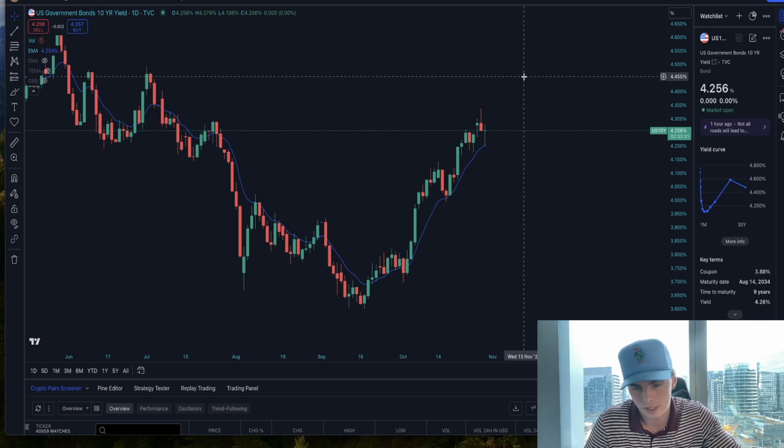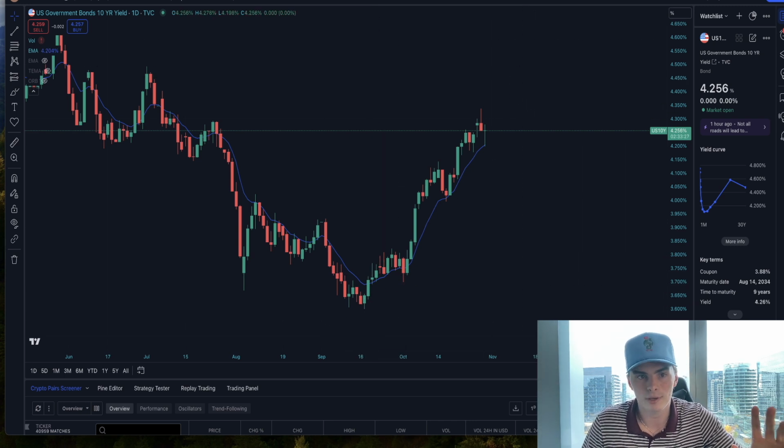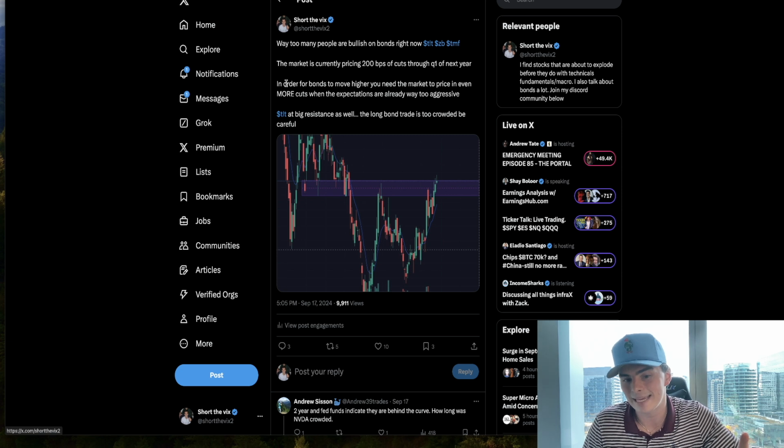So when you see bond yields go up, bond prices are going to be moving down. Now, if you come back to this tweet that I made the day before the last FOMC meeting, way too many people are bullish on bonds right now. The market is currently pricing in 200 basis points of cuts through Q1 of next year. In order for bonds to move higher, you need the market to price in even more cuts when the expectations are already way too aggressive.